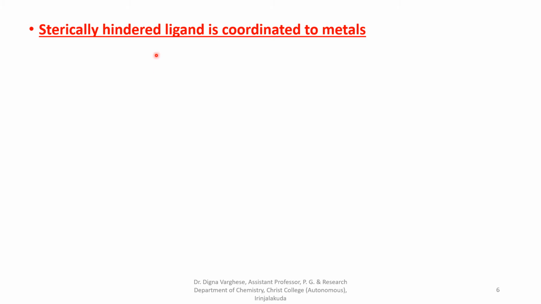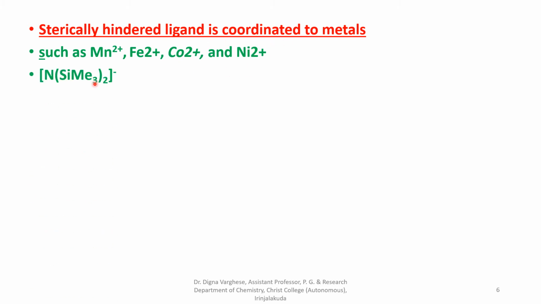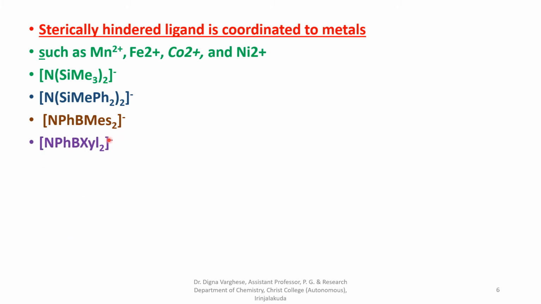Sterically hindered ligands are coordinated to metals such as manganese, iron(II), cobalt(II), and nickel(II). The ligands are N(SiMe3)2-, N(SiMePh2)2-, N(Ph)(BMes2)-, and N(Ph)(BXY2)-.